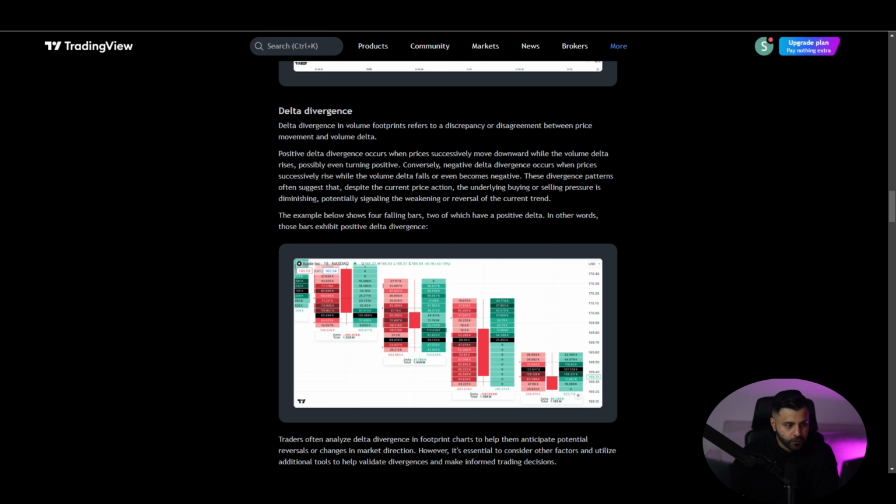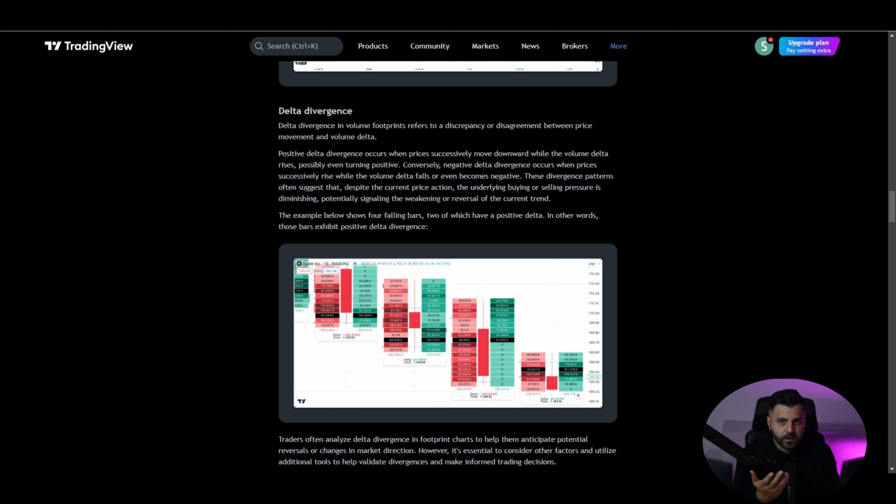This is the key, guys: potential weakening of the current trend. This is why I use tools like footprint charts, to show me that the move in one direction might be coming to an end. Without footprint charts, you cannot determine whether something is weakening or whether market sellers are getting exhausted.